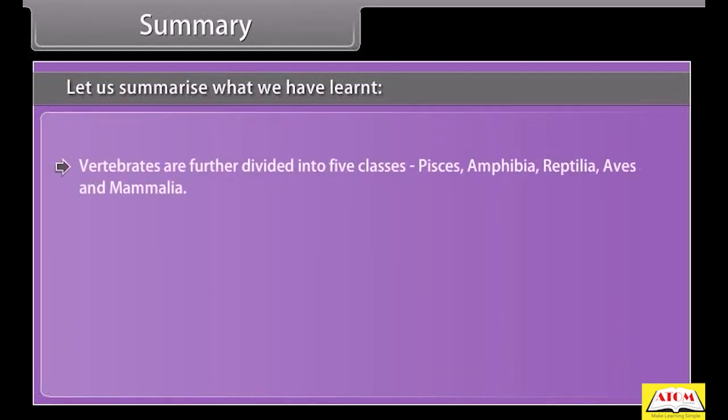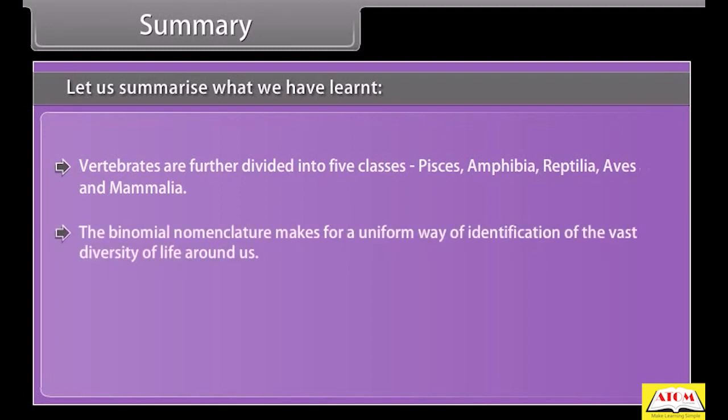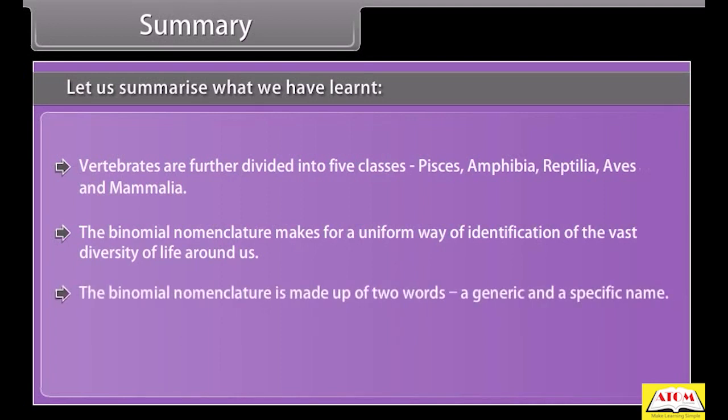Vertebrates are further divided into 5 classes: Pisces, Amphibia, Reptilia, Aves, and Mammalia. The binomial nomenclature makes for a uniform way of identification of the vast diversity of life around us. The binomial nomenclature is made up of 2 words, a generic and a specific name.